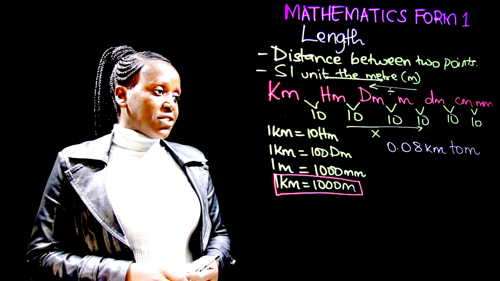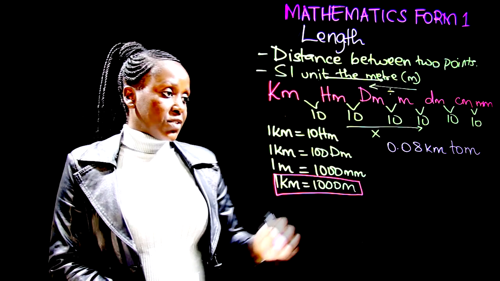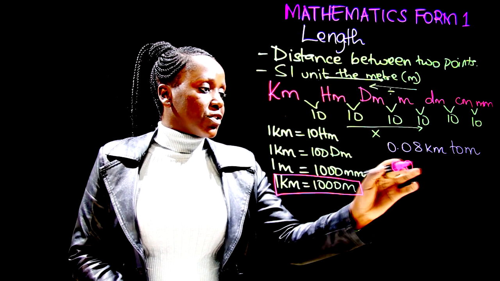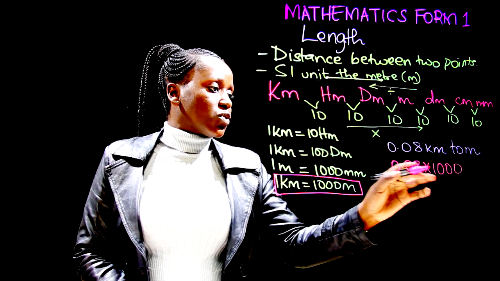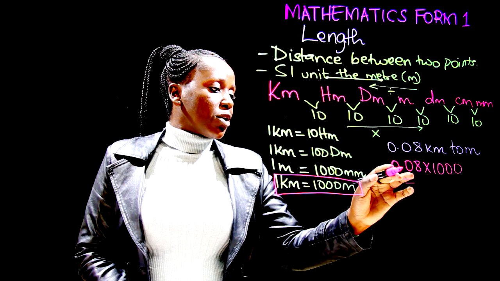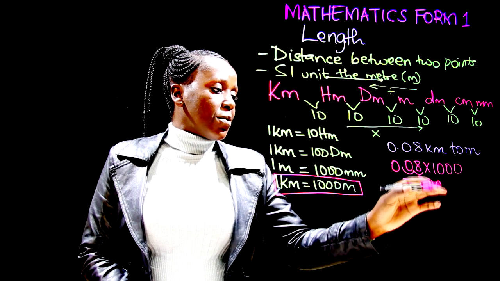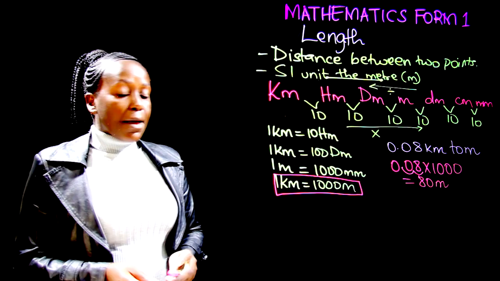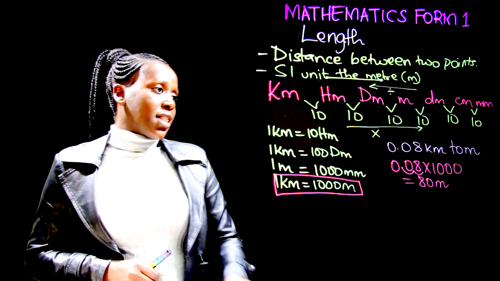So now to convert from kilometers to meters, we are going to multiply by 1,000. So 0.08 times 1,000, you move the decimal point forward 3 times. So we have 80 meters. 80 meters. Now next, we are going to do another conversion.